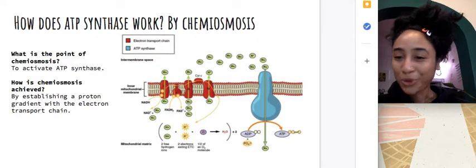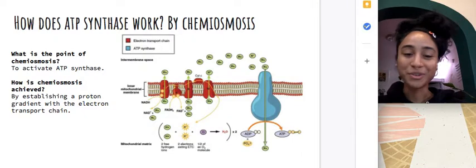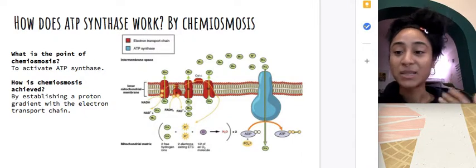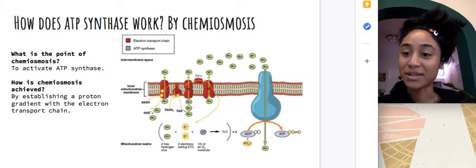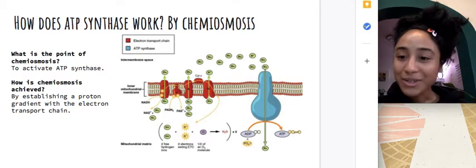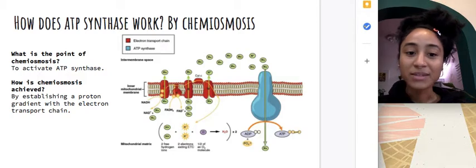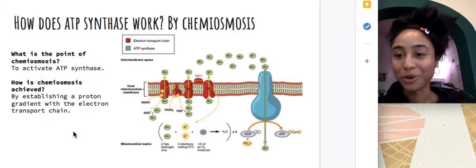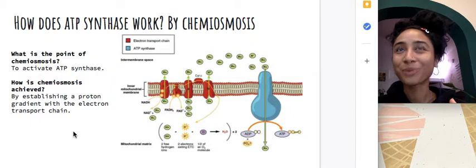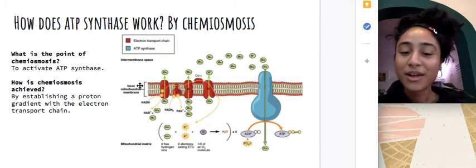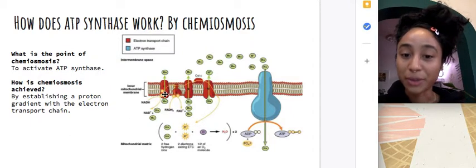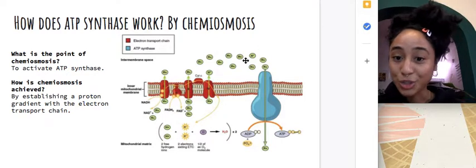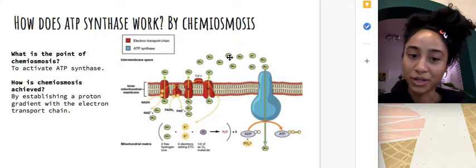So what's the point of chemiosmosis? Just as a review, the point of chemiosmosis is to activate ATP synthase. ATP synthase can only work by the process of chemiosmosis. How is chemiosmosis achieved? It's achieved by establishing a proton gradient with the help of the electron transport chain. We have these proteins here that are pumping these protons into a particular space to create a gradient.